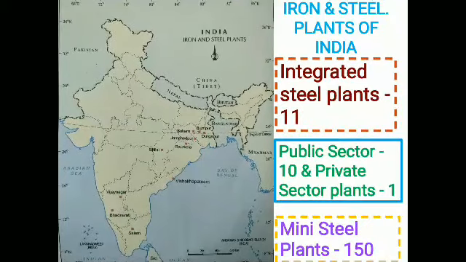So now you can observe the map here. In the map we can see 11 integrated steel plants. How many steel plants are there in India? We have 11 integrated steel plants. Out of 11 integrated steel plants, one and only steel plant is in the private sector and the remaining 10 come under the public sector.